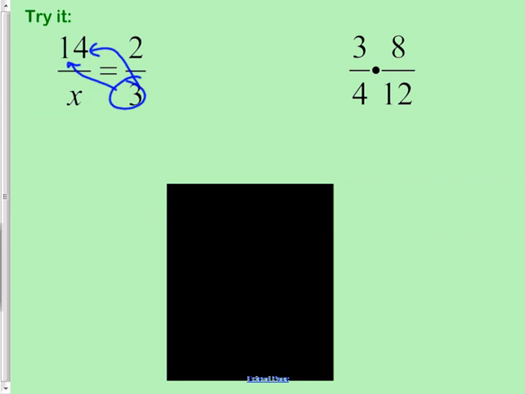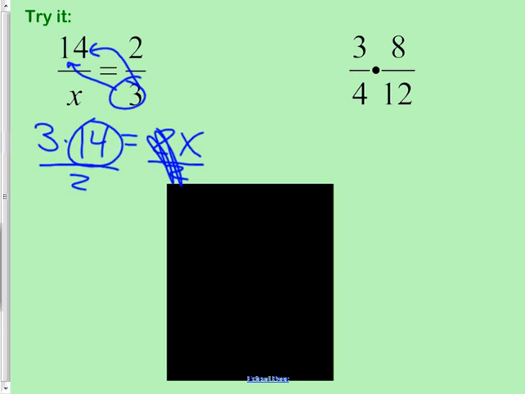Here's another way to say it. 3 times 14 is equal to 2x. Notice I didn't even multiply out the 3 times 14. Why? Because now when I divide by 2, I can do some canceling. See, the 7 and the 14 and the 2 have a 2 in common, and I'll never even have to multiply 3 times 14. Because now I can say this 14 is really 7 times 2, and the 2's cancel. That leaves me with a 7 times the 3, and I have 21.